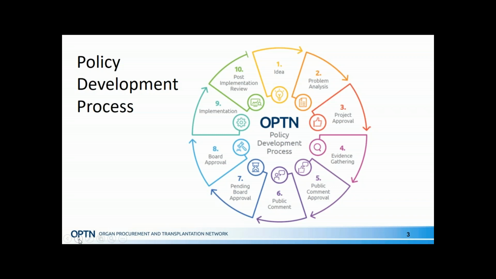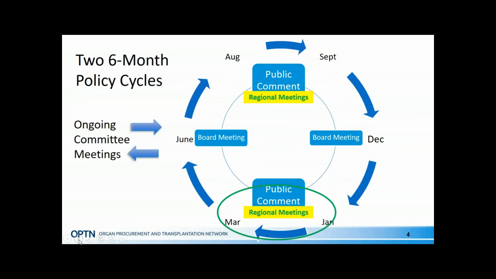First, we'll start by looking at a visual representation of the 10-step policy development process that starts with an idea and takes it through implementation and post-implementation review. In the next few slides, I'll discuss a few key steps. The OPTN has two 6-month policy cycles. You can see that we are currently in the public comment phase of the winter cycle. The Board of Directors will meet in June to review the public comment items discussed and reviewed during the winter cycle. The summer cycle begins in early August with public comment ending in October, and the board meets again in December. OPTN committees meet throughout the year by phone and in person to work on continuing projects and new ideas.